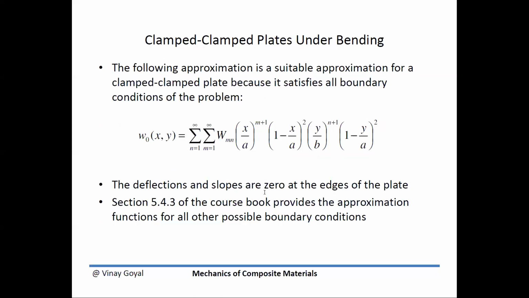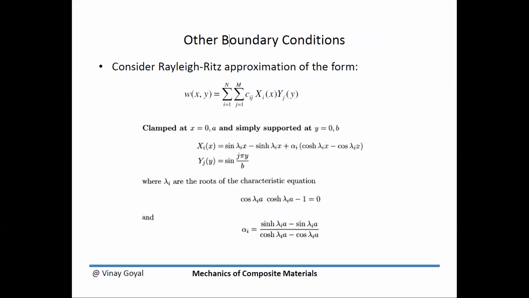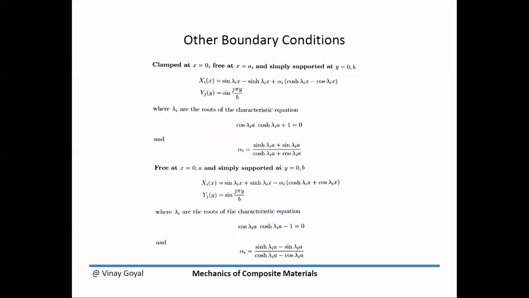For other kinds of situations like clamped plates, you may have to select a different kind of approximation function. For other types of boundary conditions, such as clamped at one edge but simply supported at the other ones, here are some approximation functions you can use. And feel free to pause the video, but here, if you have clamped at x equals 0 and free at x equals a, simply supported at the other two edges, you can then use these approximation functions.